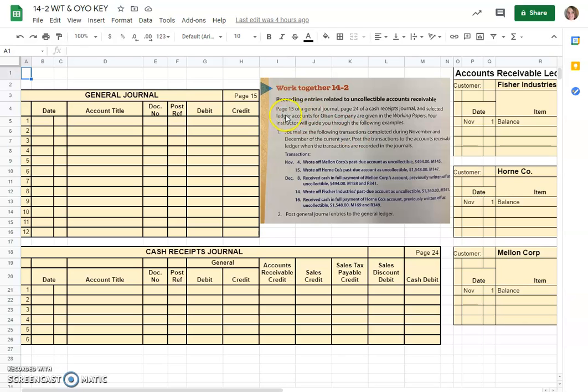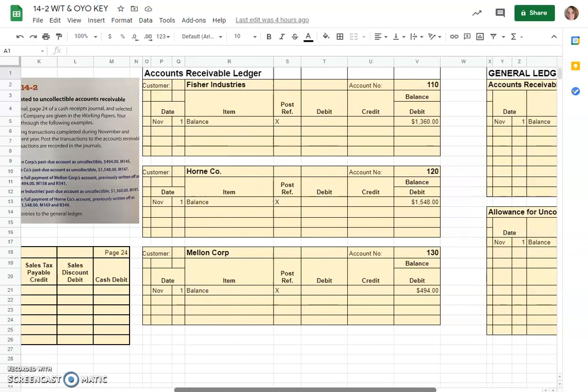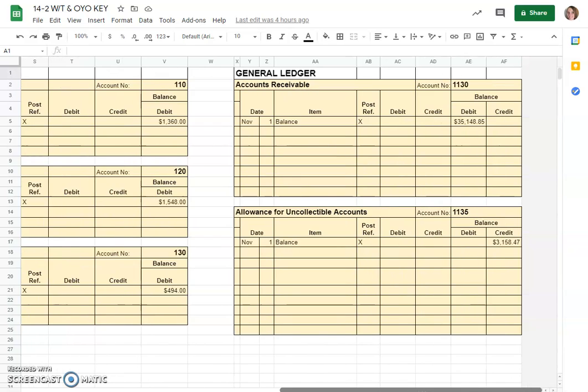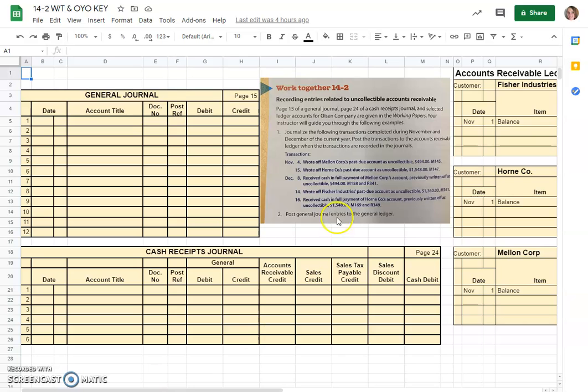First part, it says page 15 of a general journal right here, and page 24 of a cash receipts journal, and selected ledger accounts, which, there's your accounts receivable ledger and your general ledger, are included. Journalize the following transactions completed during November and December of the current year. Post the transactions to the accounts receivable ledger when the transactions are recorded in the journals.